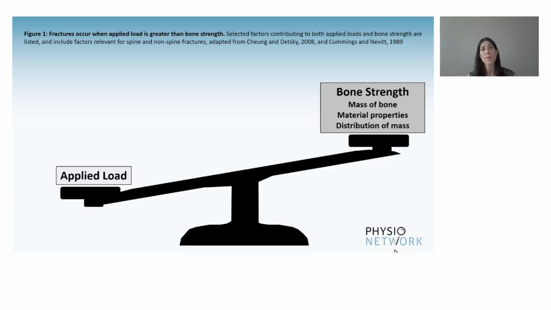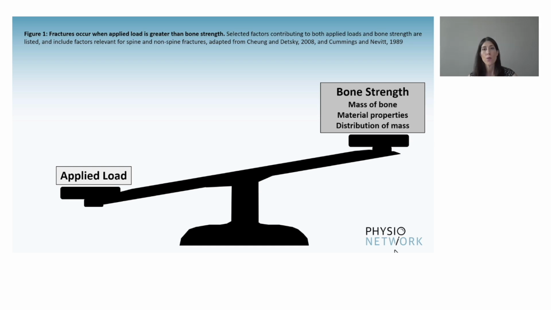Fractures occur when the applied load is greater than bone strength. There are a number of things that influence bone strength, such as the mass of bone, or the amount of bone you have, the material properties of bone, and the distribution of bone mass. That's things like macroarchitecture and microarchitecture, so how bone is organized in a way that increases strength.